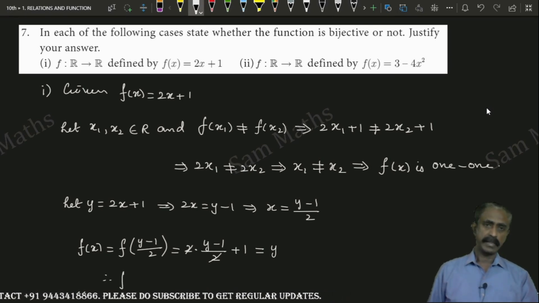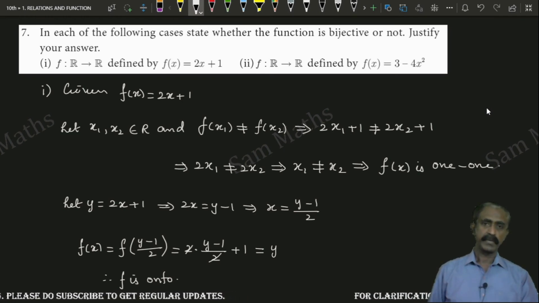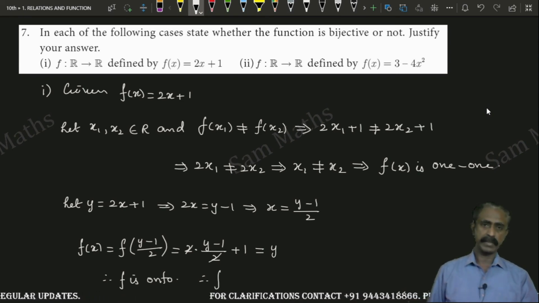Therefore, f is onto. Therefore, we can conclude this is 1-1 and onto. Therefore, f is bijective.